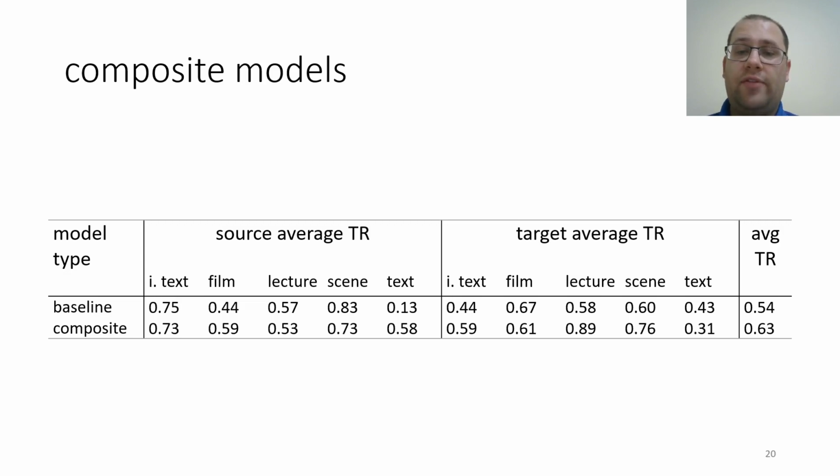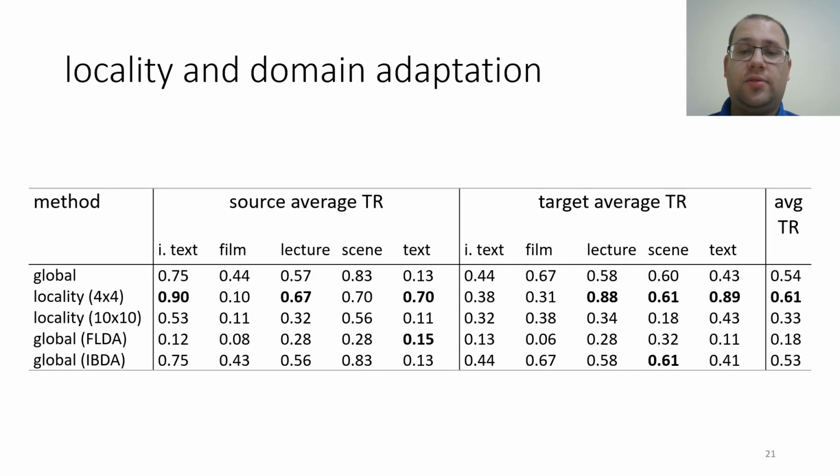The source and target average TR reflects the average of all models that were trained with a given domain source or evaluated on a given target domain, respectively. On average, the composite models perform better than the baseline cross-domain models. We use the same type of comparison to compare the cross-domain models using the global features to 2 different types of models: using locality features and using domain adaptation techniques.